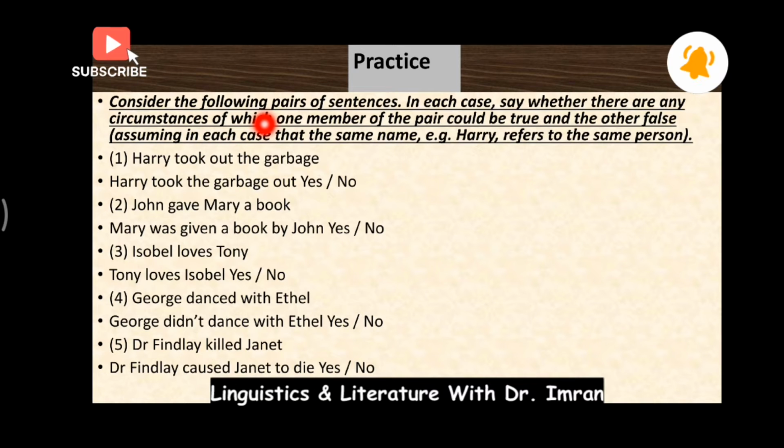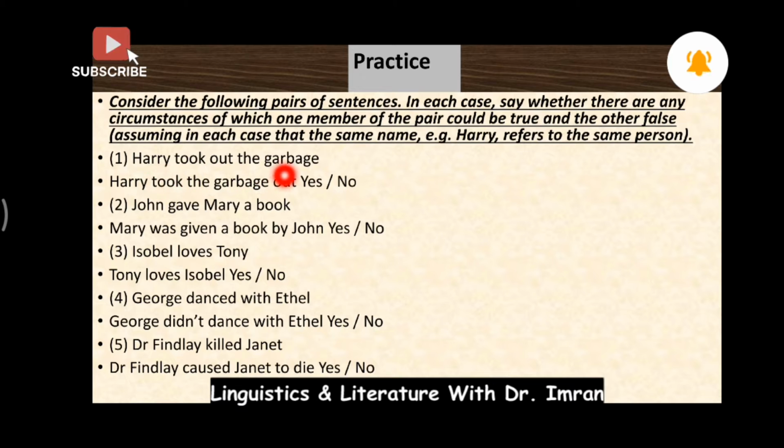Consider the following pair of sentences. In each case, say whether there are any circumstances in which one member of the pair could be true and the other false. If one is true and the other is false, then we will have two different propositions. And if both are true, then we will have the same proposition. Assuming in each case that the same name, e.g. Harry, refers to the same person. Now let's see the examples.